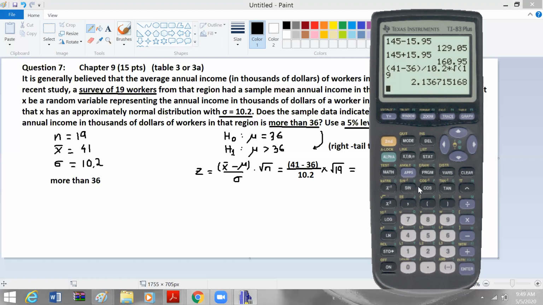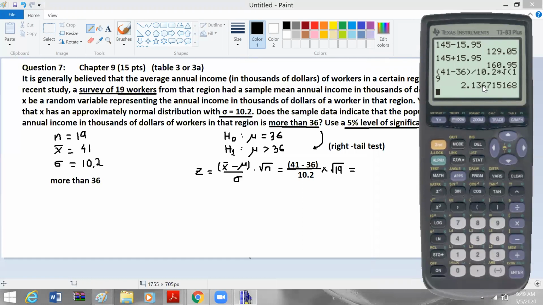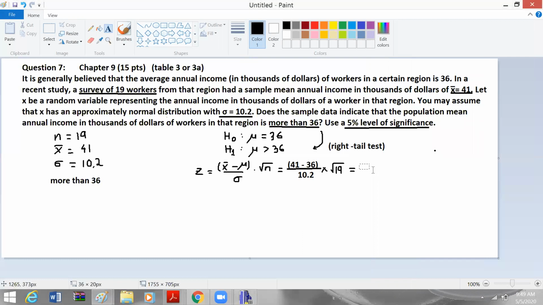So the answer that we got is 2.13 or 2.14. You round up a little bit to two decimal places. Remember, the z-score has to be capped at 2 decimal places. So that'd be 2.14.